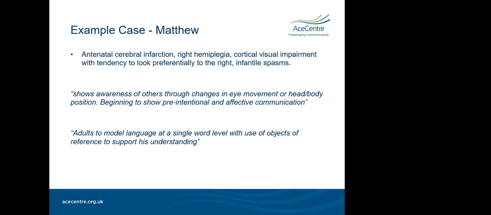One of the recommendations that the local team had suggested was that adults were to model language at a single word level with use of objects of reference to support his understanding. And again, you know, those are sound recommendations. But the difficulty for Matthew, particularly with his cortical visual impairment, was the visual novelty of items, and also how to represent some of those early communication functions, really. So it was interesting to consider all of that, those recommendations, and then what we found out after doing the profile.